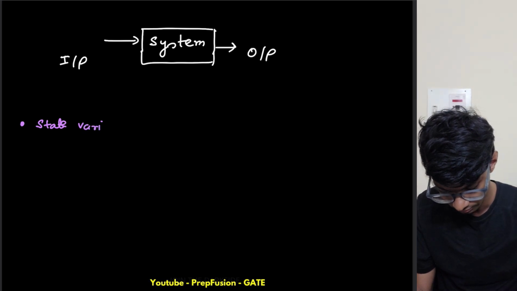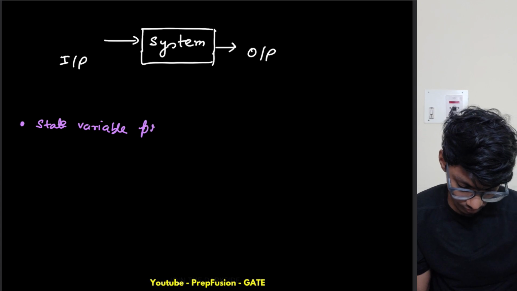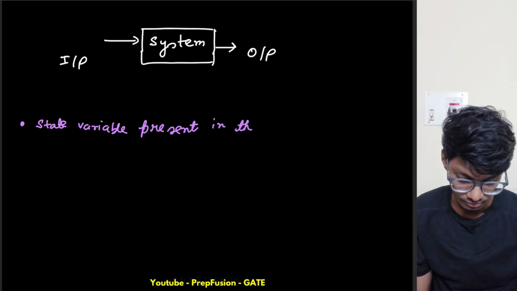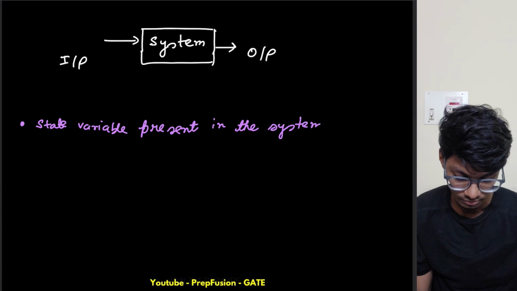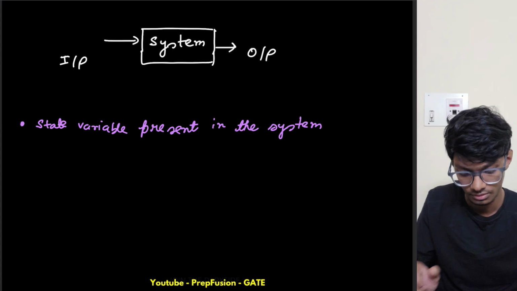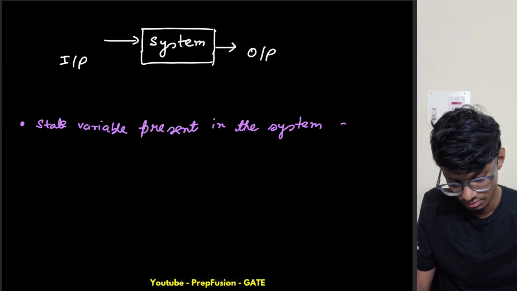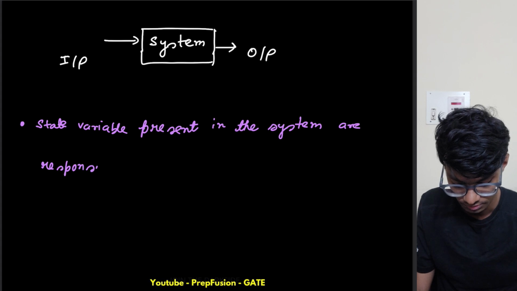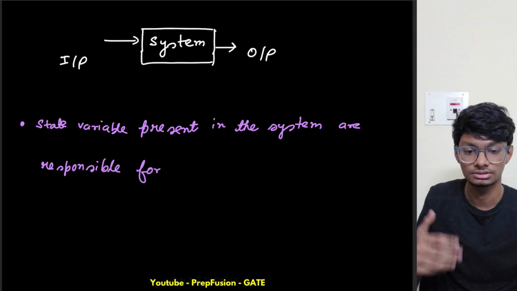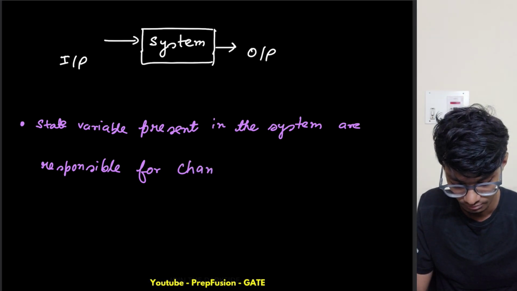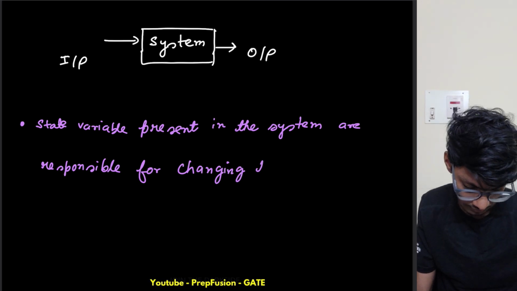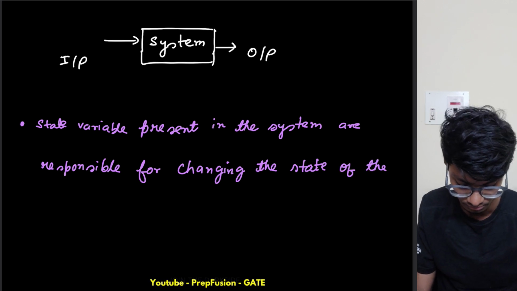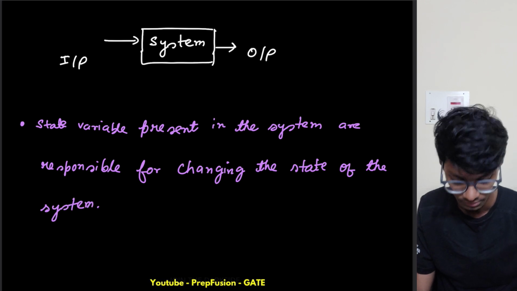State variables present in the system are responsible for changing the state of the system.